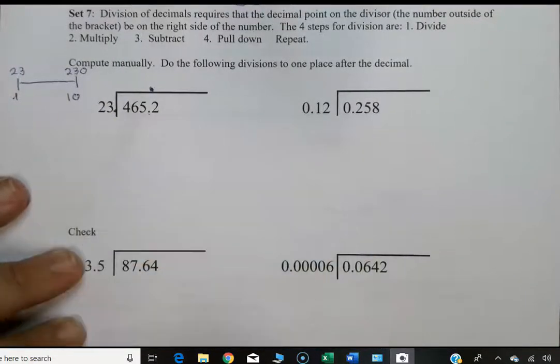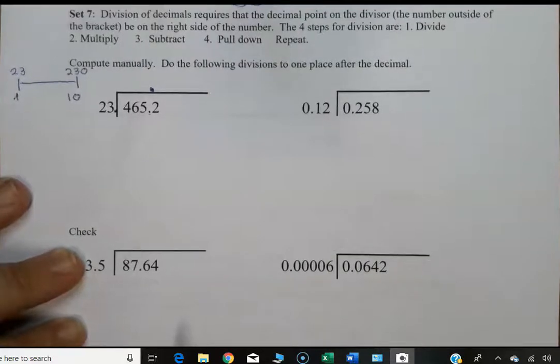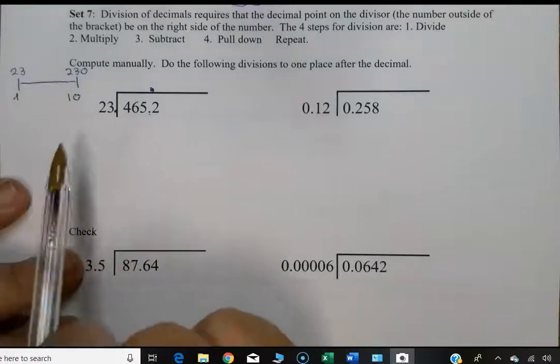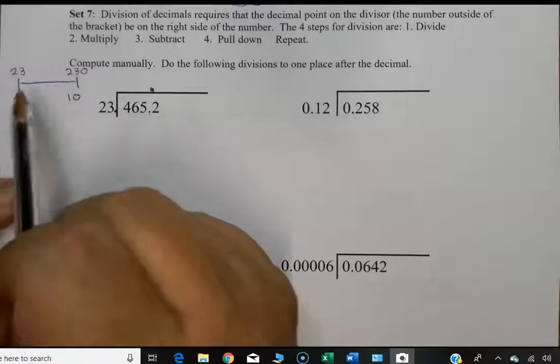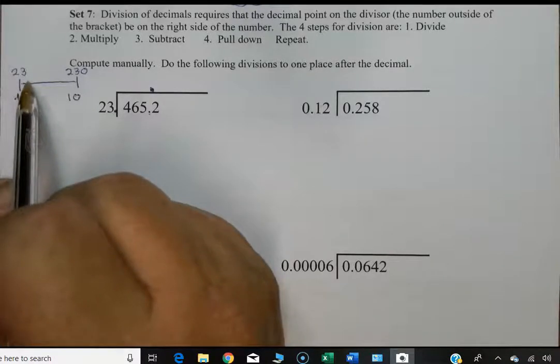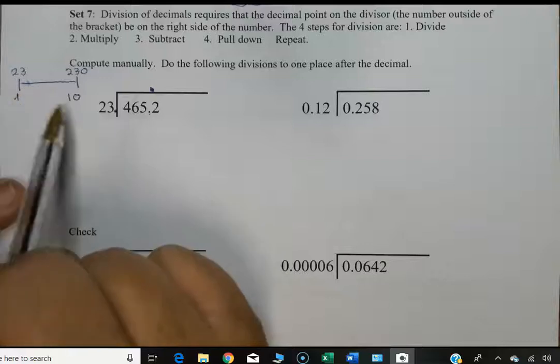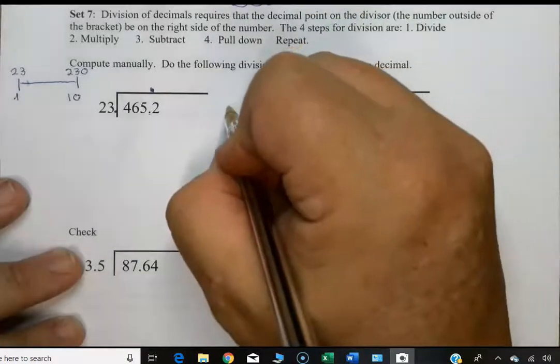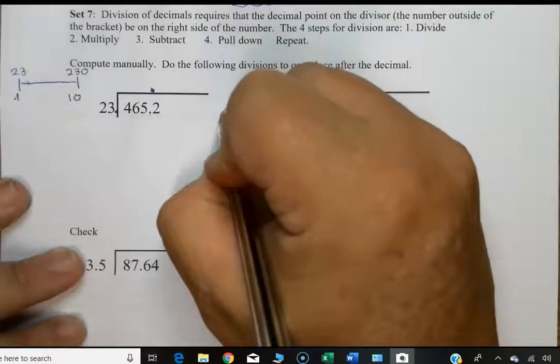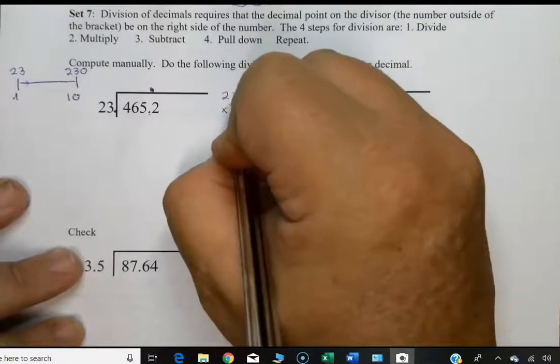So 23 goes into 46. Well, that's kind of an easy one. I think most of you can see it goes in exactly 2 times. But what if I didn't know that? This helps you to make estimates. Where between 23 and 230 is 46? It's about right there. So what number is that between 1 and 10? It's about 2. So what you come over here and do, and you may have to do a number of trial multiplications here. This one's an easy one.